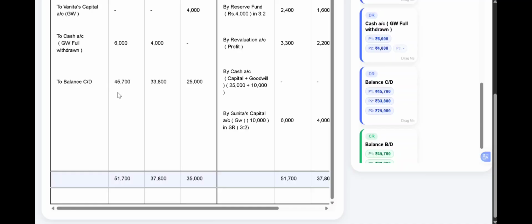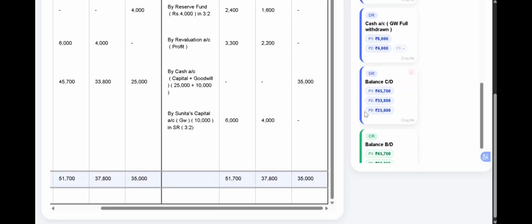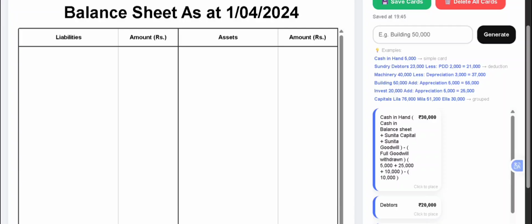That is the new balance sheet with all the three partners including the new partner. So bring down this to the next period, that is by balance brought down for all the three partners to show that it is the opening balance for the next year. So now let us see the preparation of balance sheet. Now the balance sheet should be prepared as at 1st April 2024.